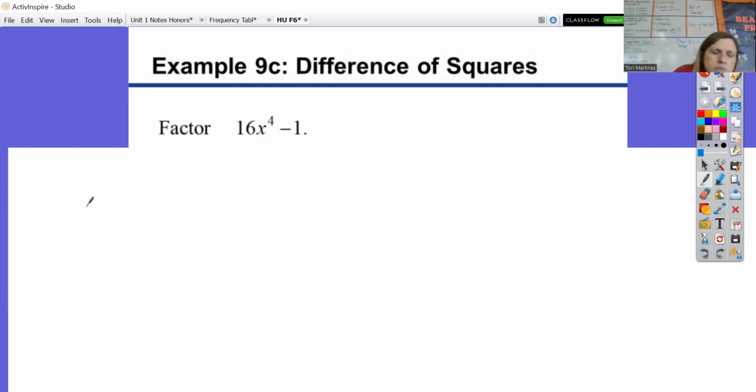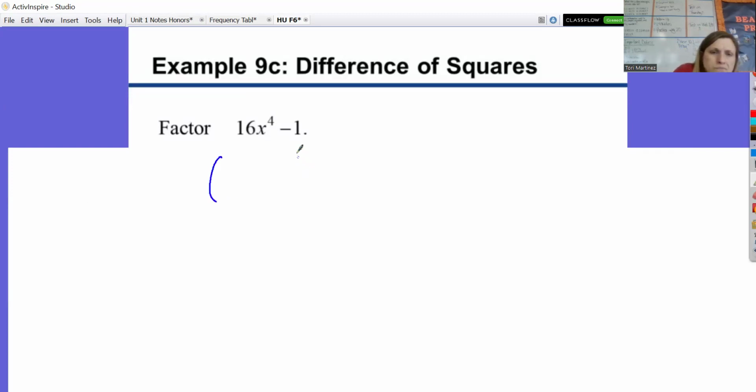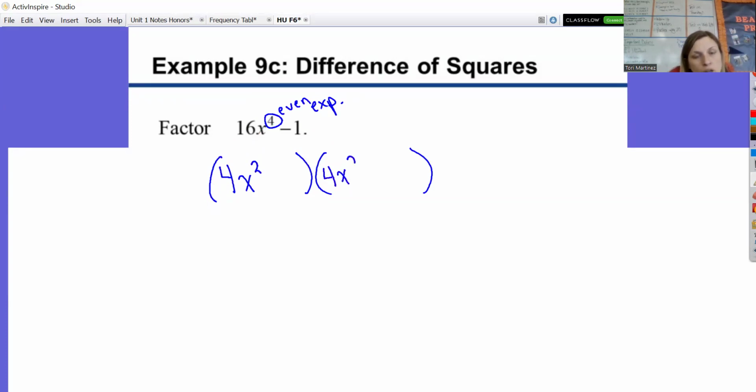Even here, if it says factor the difference of squares, I start off, 16 and 1 are perfect squares. Even though this isn't a 2, it's an even exponent. As long as it's an even exponent, it's technically what we call a perfect power, so we're able to do it. Square root of 16 is 4, so I have 4x. I break my exponent into two pieces, so 4 divided by 2 is 2, so 4x squared. The square root of 1 is 1, so I put a plus and a minus.